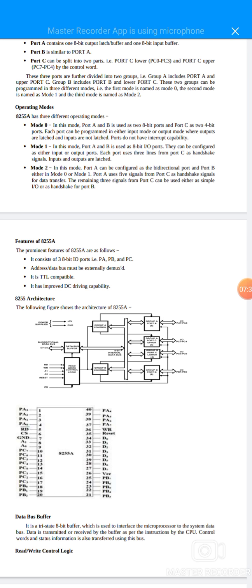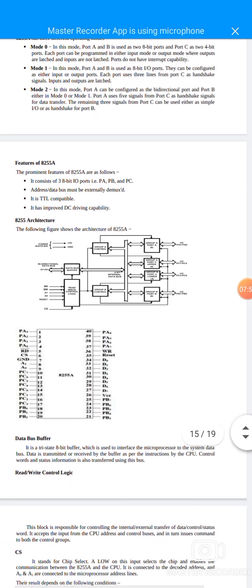Features of the 8255A. The prominent features of the 8255A are as follows. It consists of three 8-bit input output ports, PA, PB and PC. The address data bus must be externally demultiplexed. It is TTL compatible. It has improved DC driving capability.